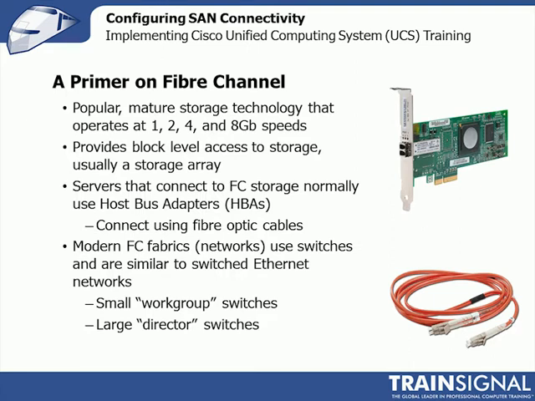Let's talk about Fibre Channel. So Fibre Channel is very popular. It's a mature storage protocol, and it operates at 1, 2, 4, 8 gigabit, and then there's new 16 gigabit speeds as well that just kind of started really entering the market. It's again a block level protocol.